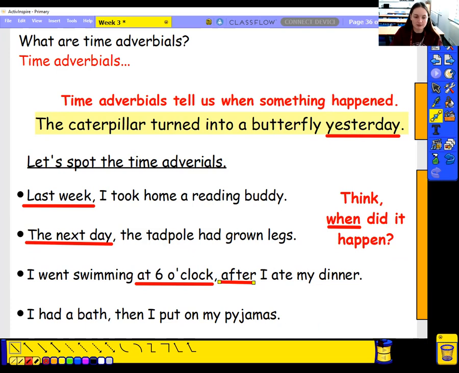And the last one. I had a bath, then I put on my pyjamas. What's the time adverbial? When did they have a bath? When did they put on their pyjamas? Then, after their bath. Well done.